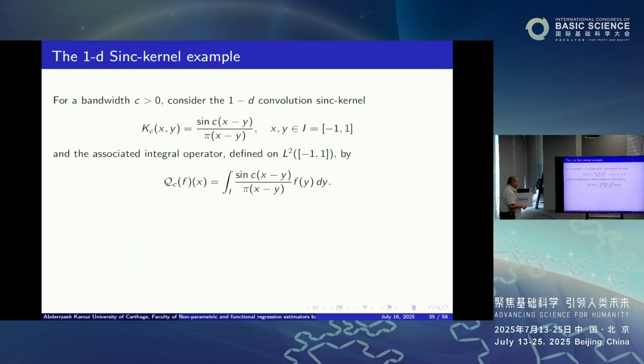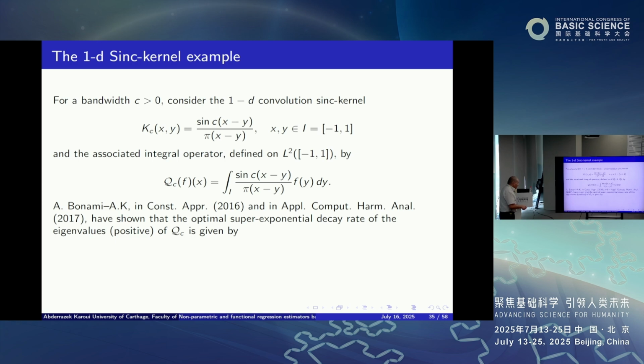Also, for example, we give you an example of how a usual probability measure is important. For the sinc kernel, we have shown a result, to prove it we had to write two papers, on how the lambda n behaves. And this is the result. We spent six years with Aline Bonami trying to prove this result. And the lambda n, this is the exact super-exponential decay rate of the lambda n.